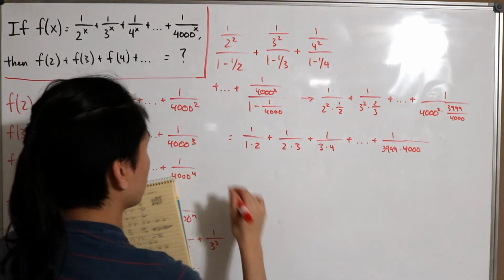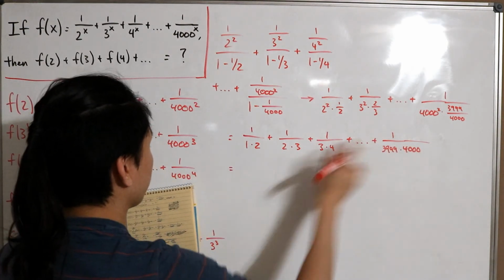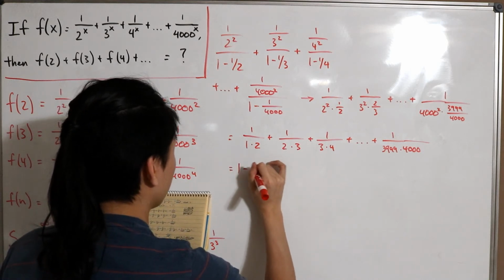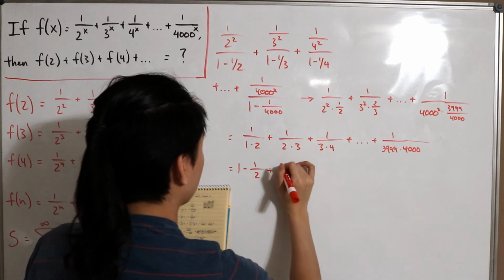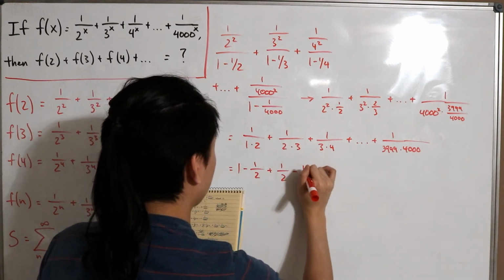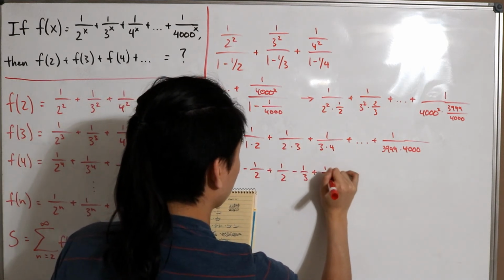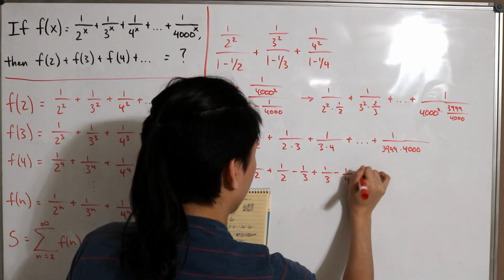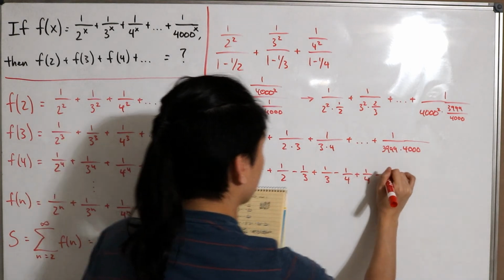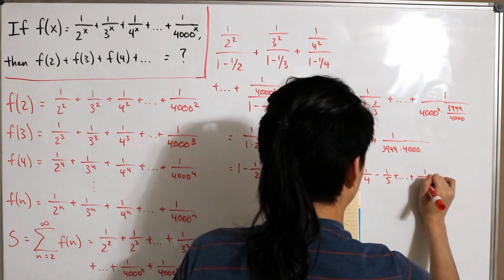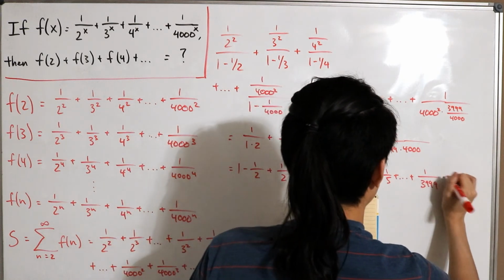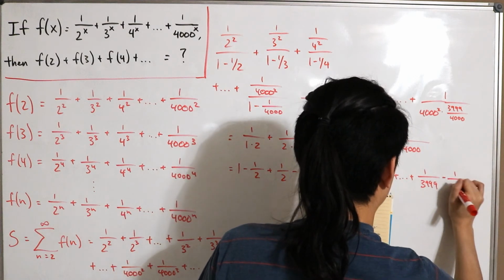Then as you can see from here, we can do a little bit of partial fraction decomposition, writing things out one at a time, and we have that this is 1 minus 1 over 2 for this term. Then add this over here and do the same thing, so it's 1 over 2 minus 1 over 3, add this with 1 over 3 minus 1 over 4, add this with 1 over 4 minus 1 over 5. Just keep going, and all the way at the end, this is 1 divided by 3,999 minus 1 divided by 4,000.